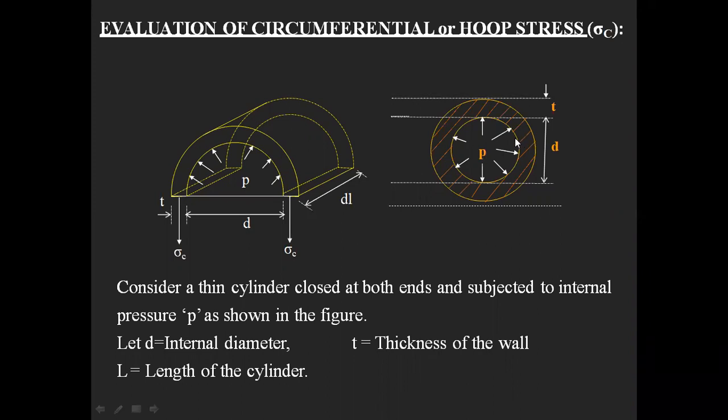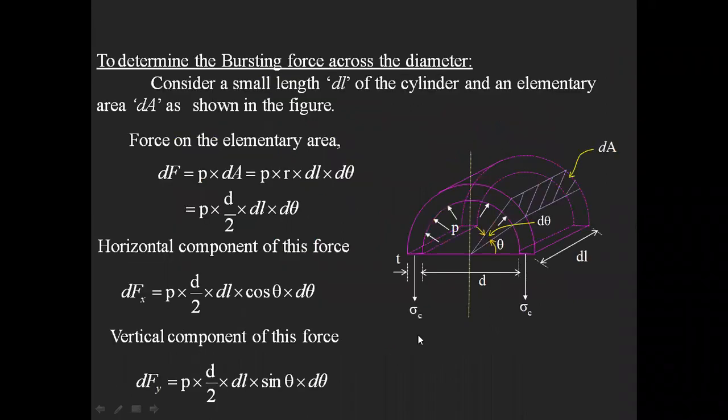Okay. You can see that internal pressure in the picture. So let D be the internal diameter, t the thickness of the wall, and L the length of the cylinder. Okay. So this derivation will show you clearly how to calculate your circumferential stress for the given picture. So in this picture also you can understand clearly how they are going to be calculated. It is mathematical. So let's see the derivation, how it was derived to determine the bursting force across the diameter.